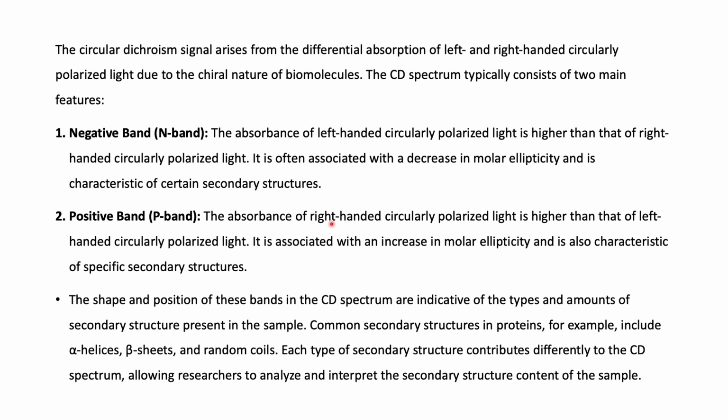So the shape and the position of these bands in the CD spectrum are indicative of the types and amounts of secondary structure present in the sample. Common secondary structures in proteins are usually alpha helices, beta sheets and random coils, like you all would know. And each type of secondary structure contributes differently to the CD spectrum, allowing researchers to analyze and interpret the secondary structure of the sample.